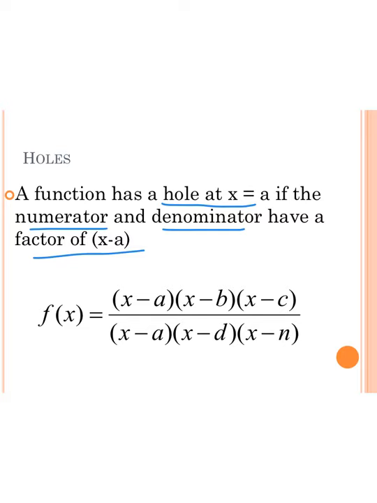If we have factored our expressions and we see that both numerator and denominator share a common expression, in this case x minus a, we can cancel those out. That would leave a small gap in your function, which we're going to call a hole, also referred to as a removable discontinuity. It would not be a vertical asymptote.